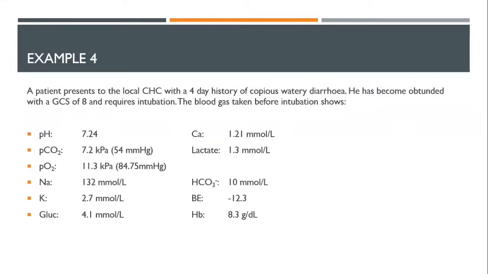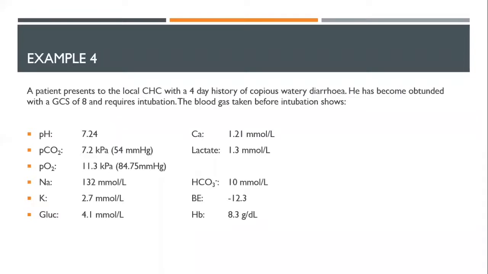Example 4, this is the last clinical example that we'll go through. This is a patient who has presented to the local clinic, and she's got a 4-day history of copious respiratory diarrhea. And the patient has become progressively more obtunded and has a GCS of 8 and is requiring intubation.